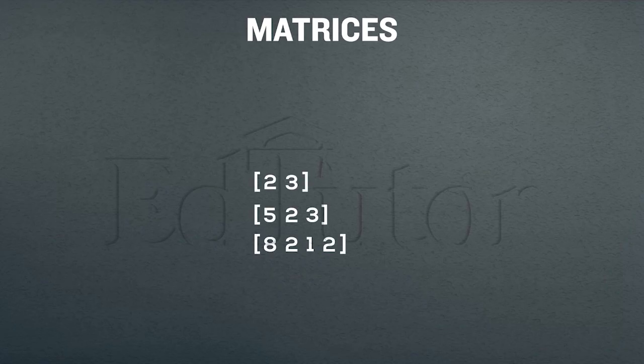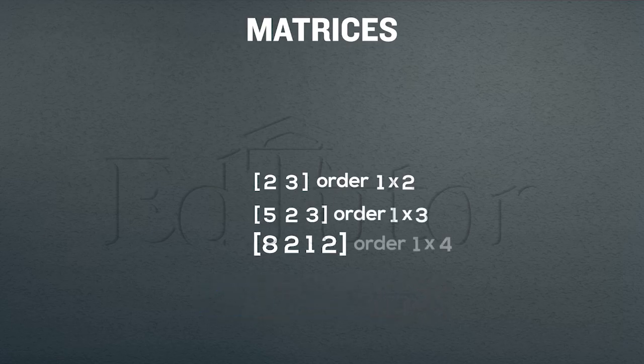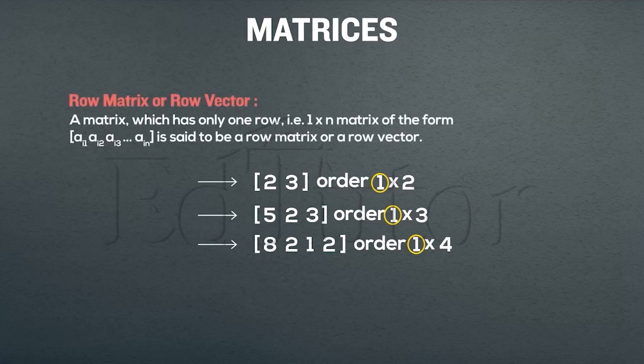First, I'm going to ask you to guess the order of these matrices. Take a few seconds, think about it. If you guess that this is of order 1 by 2, this is of order 1 by 3, and this is of order 1 by 4, then you guessed correctly. Well done. Did you notice how these matrices have only one row? Well, students, a matrix having only one row is called a row matrix or a row vector. And since there's only one row, the order of such a matrix will always be 1 by n.